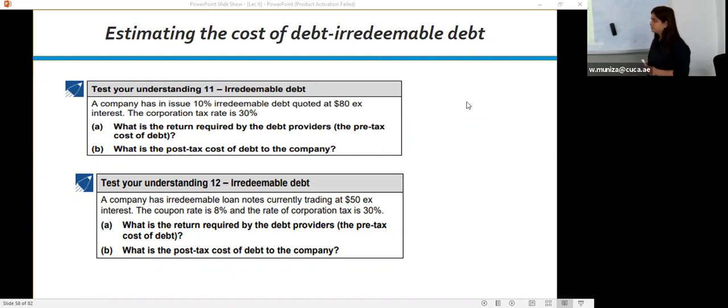So that's one. Then in the second case, there's a coupon rate of 8%. Again, the pre-tax coupon rate is the interest rate. Is there a change? No change. Only the difference is the amount.